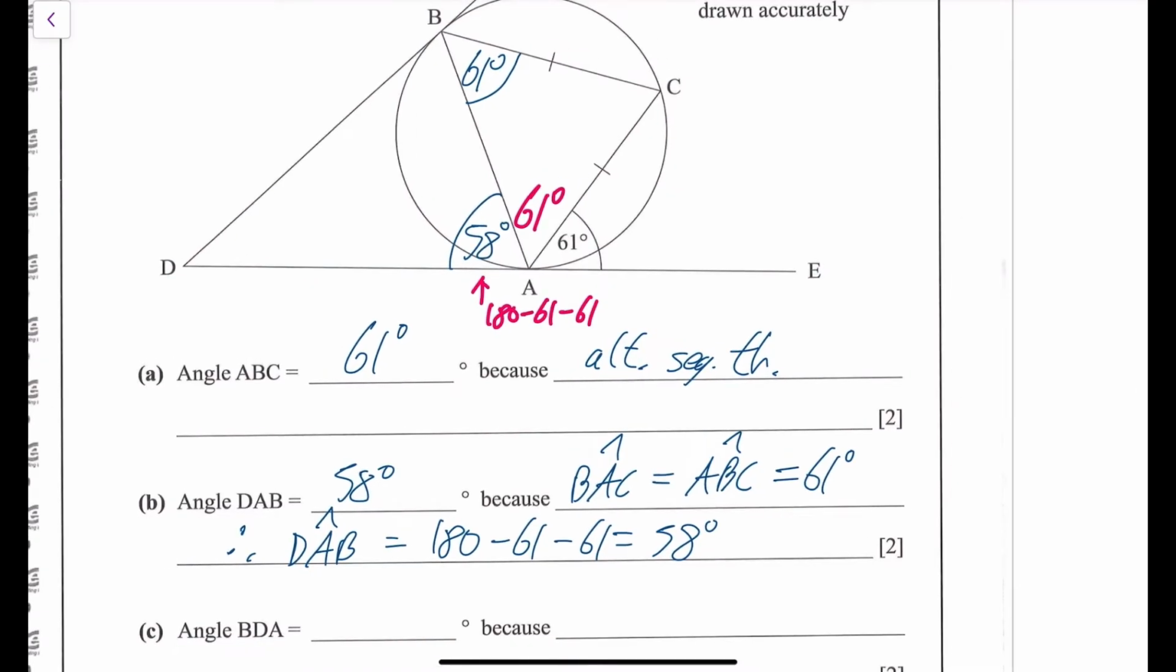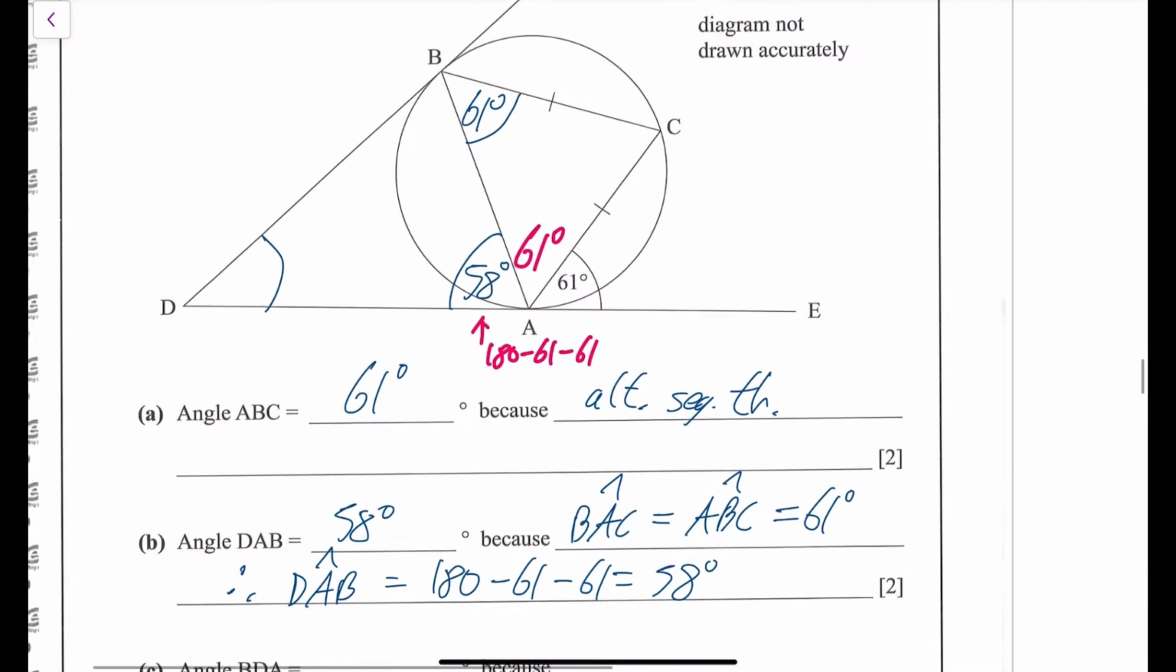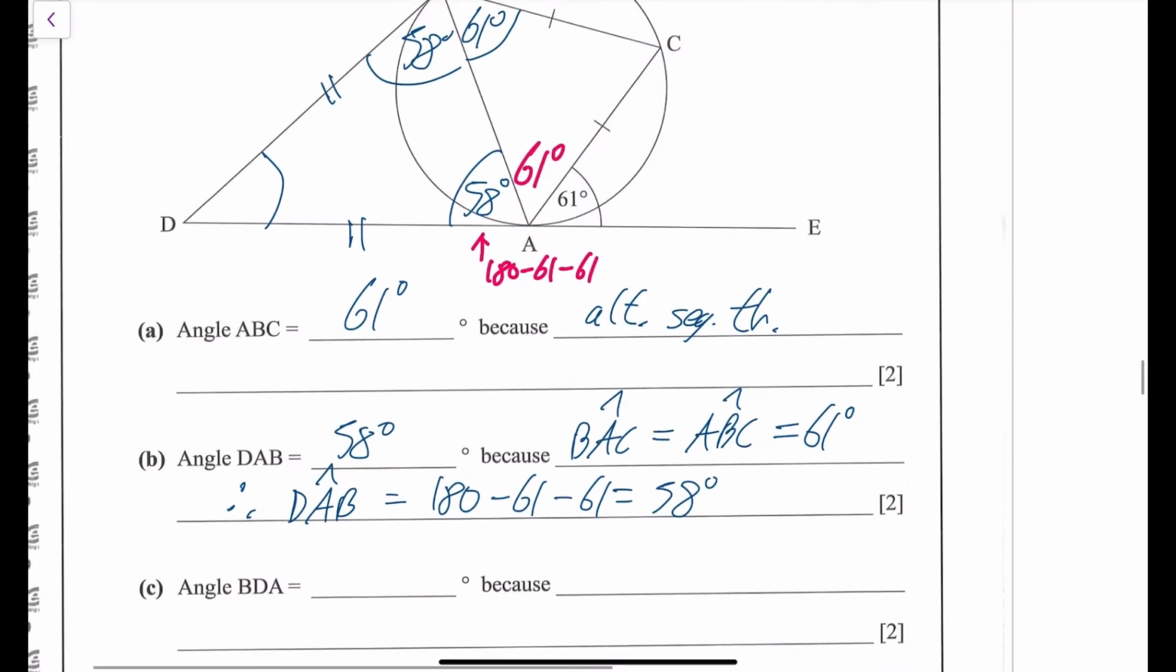Where is BDA? BDA is here. And yes, we're using isosceles triangles again. So this is equal to 58 degrees in here. Because they are isosceles triangles, you can say, what's that going to be then? We'll work it out. That is going to be 180 minus 58 minus 58. So that's 180 minus 58, which is 64.